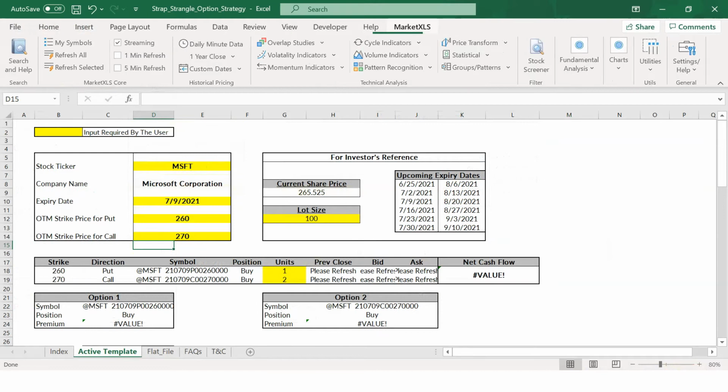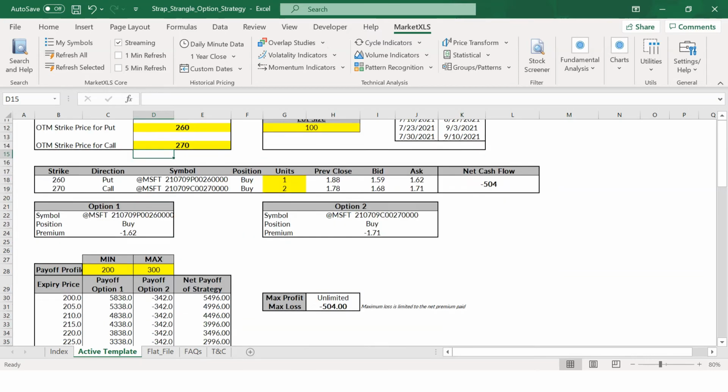MarketXLS has many templates just like the Strangle one you see here, and it refreshes all the data when you click on Refresh All.